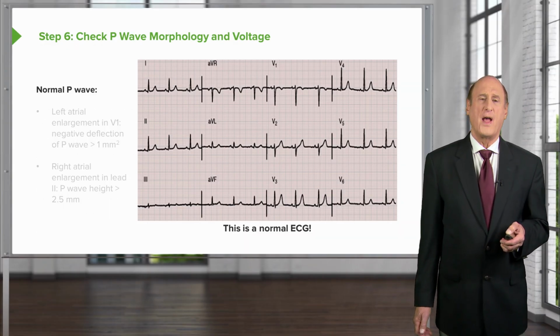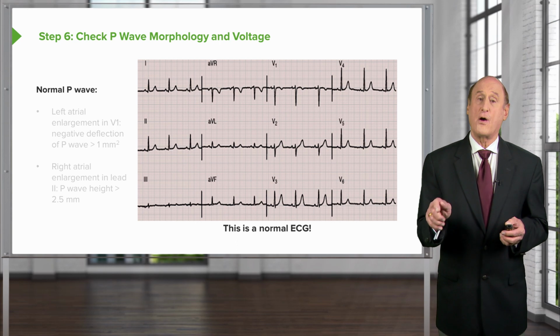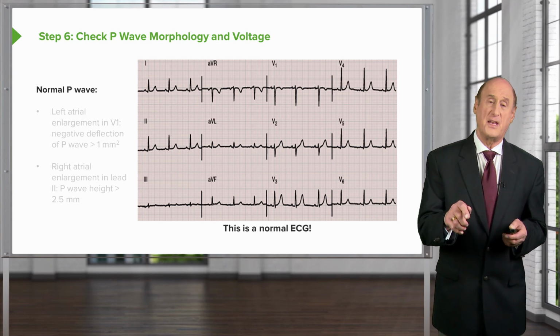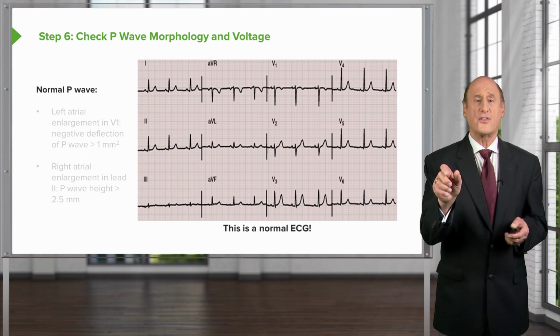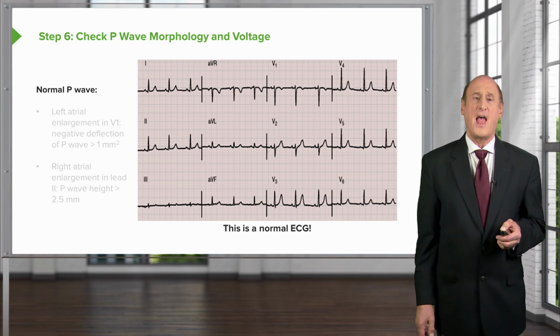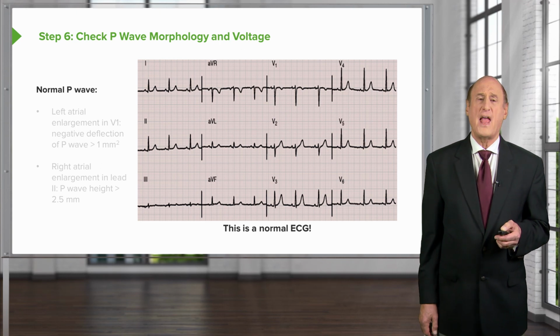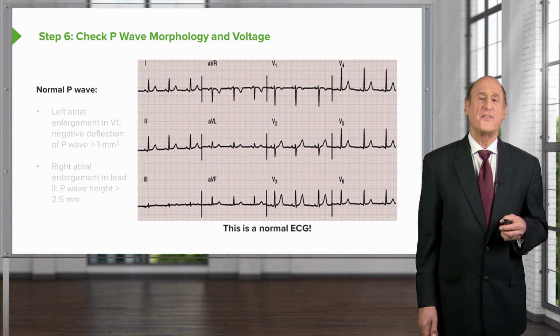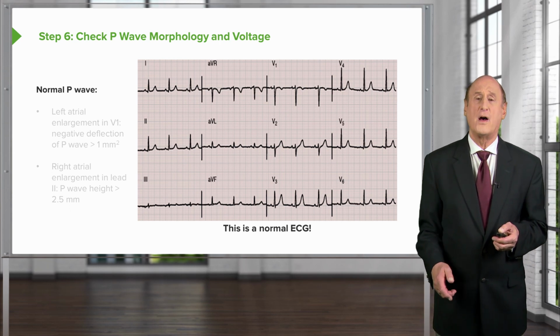The normal P wave is going to be 3 little boxes or less in duration. Remember that the PR interval, that's the duration from the beginning of the P wave to the beginning of the QRS, is going to be less than 5 little boxes. But the length of the P wave itself should be only 3 little boxes. And it should be upright in lead 1 and 2 and a negative deflection of less than 1 box wide or 1 box deep in V1.